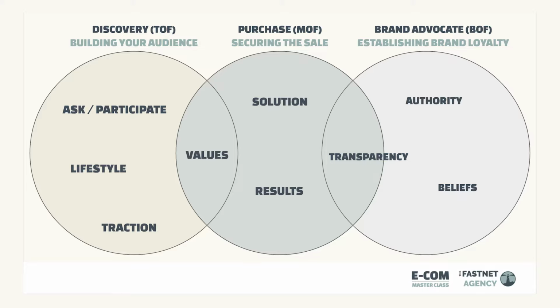Firmly within the purchase circle are solutions and results. So this is really what gets the sale across the line. Does your product solve their problem? Does it solve the thing that they want to do? And that might be a fundamental problem. It could be like literally this is a solution to a problem that they have. Or it could be a softer kind of, this is the outfit that you want to wear for your party night out, for example. So it's all about that kind of problem and solution.